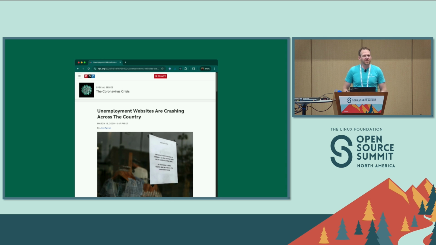All right, so I'm going to tell a story today, and it all starts at COVID-19. We can see here a news story from NPR. Unemployment websites are crashing across the country. I think we probably all remember some version of this right around March of 2020. State government websites just got inundated with traffic of people either looking to apply for unemployment as their jobs disappeared temporarily, or just looking for information from the government. And it hit unemployment particularly hard.